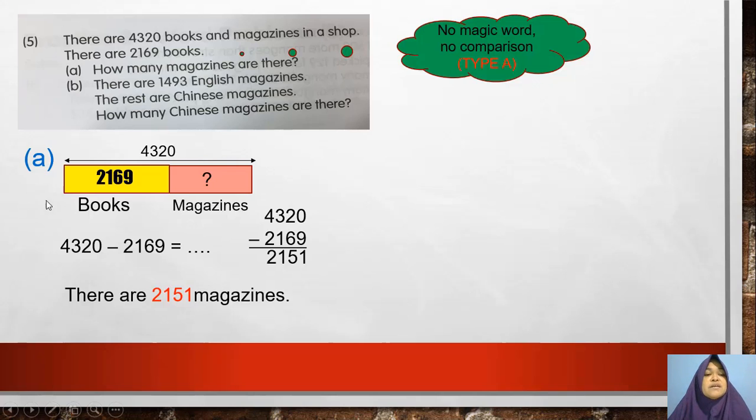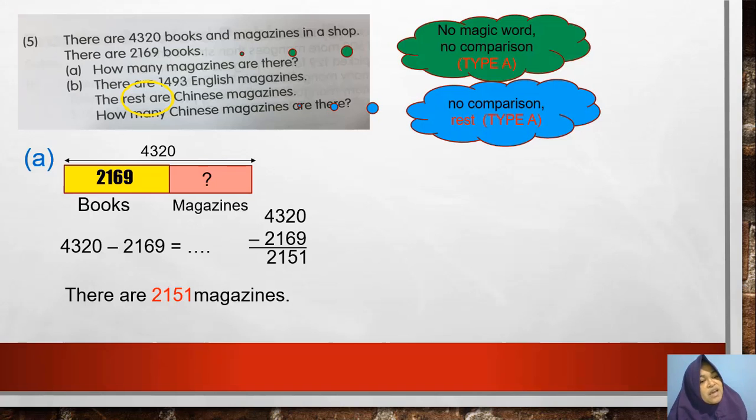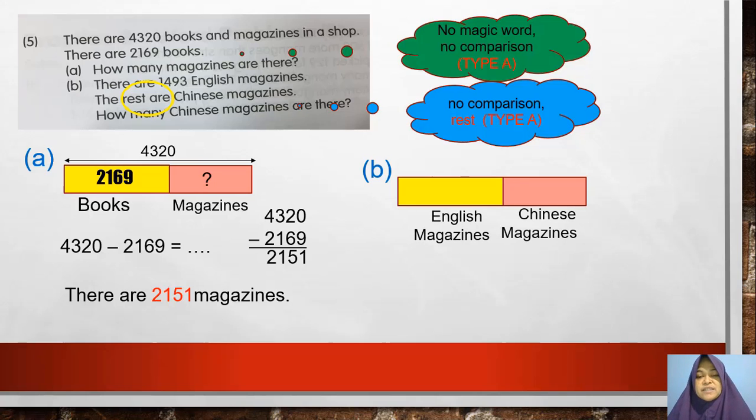So there are 2,151 magazines. If you see the B question, there are 1,493 English magazines. And then the rest are Chinese magazines. English and Chinese, the rest, okay, the rest is no comparison, so it will be type A. So B, you write it down first. It will be for English magazines and Chinese magazines. How many magazines are there?